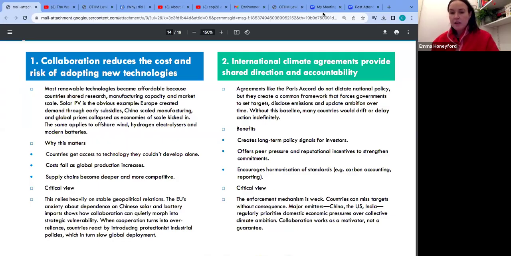encourages harmonisation of standards. So we've got life cycle analysis, carbon accounting and reporting. Having a standardised methodology to report on carbon emissions means it's the same level, one standard across the world. A critical view would be that the enforcement mechanism is weak. Countries can miss targets without consequences.